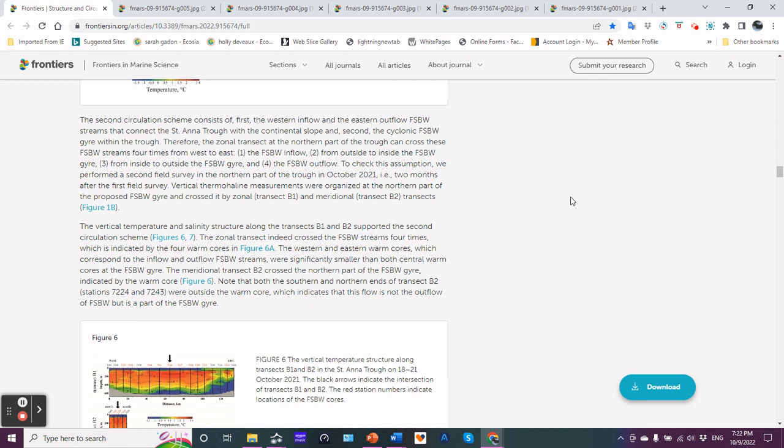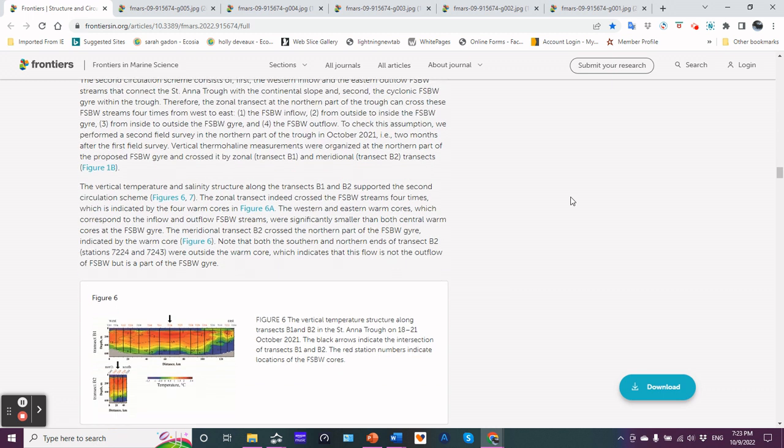The second circulation scheme consists of first the western inflow and eastern outflow streams that connect the St. Anna Trough with the continental slope, and second the cyclonic gyre within the trough. Therefore, the zonal transect at the northern part of the trough can cross these FSBW streams 4 times from west to east. 1, the FSBW inflow. 2, from outside to inside. 3, from inside to outside the gyre, and then the outflow. So basically, input, it twirls around a wee bit, and then it gets spit out.